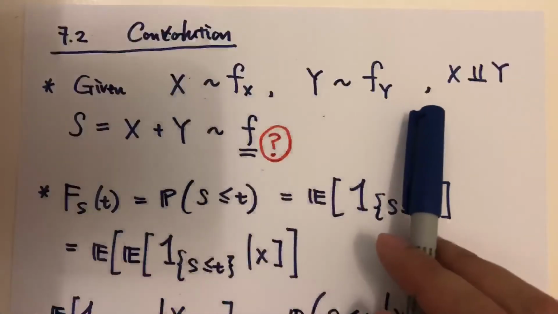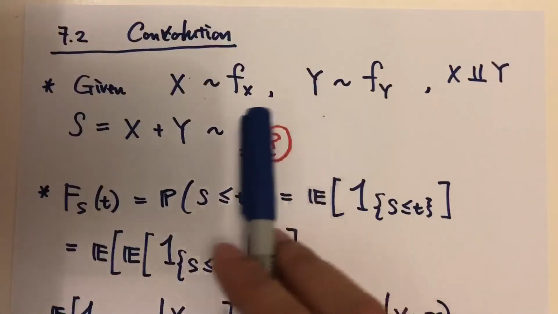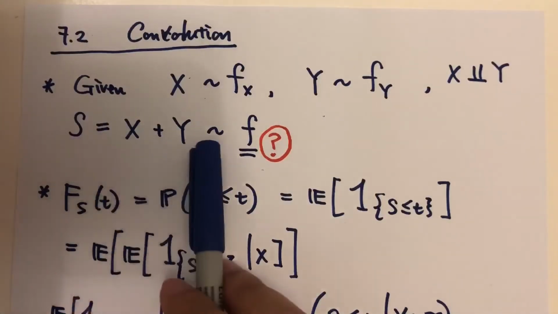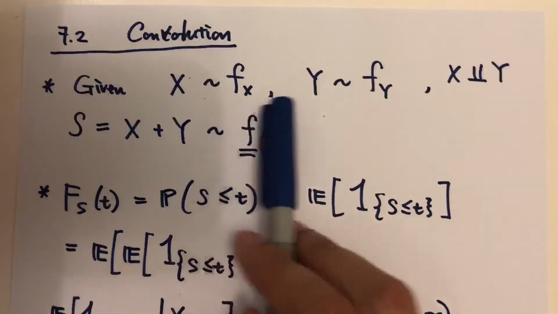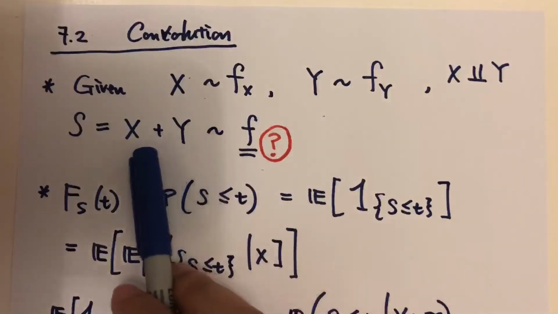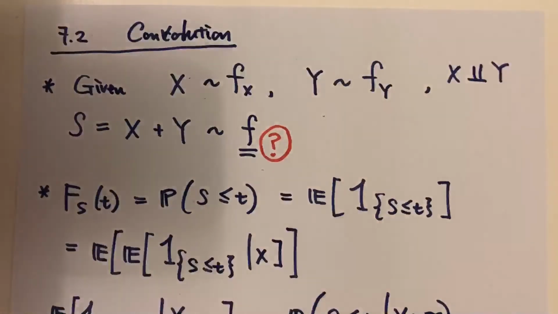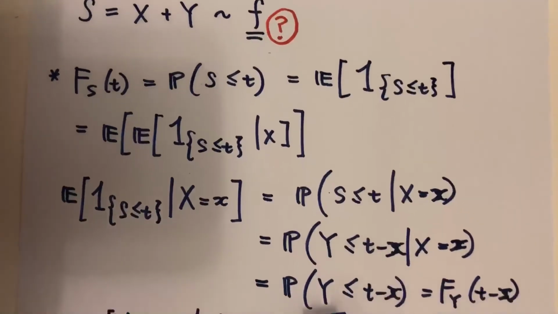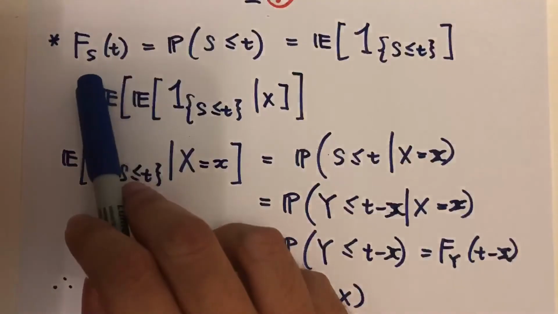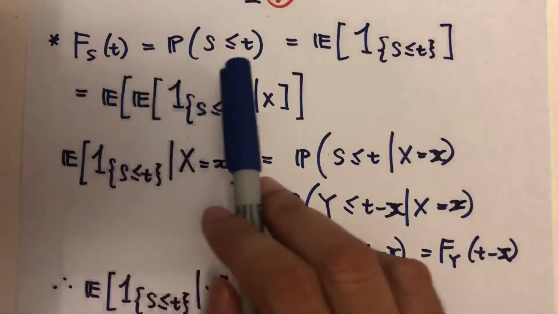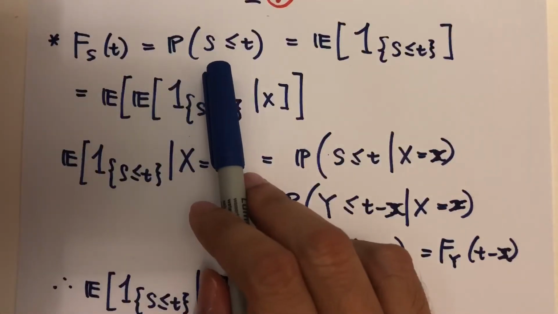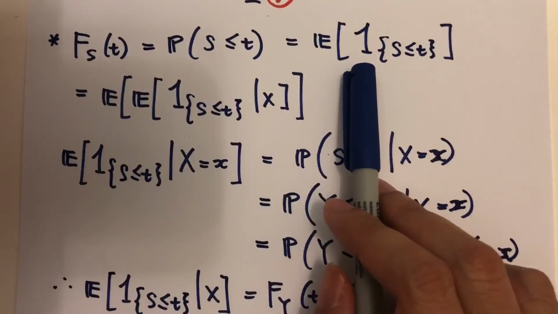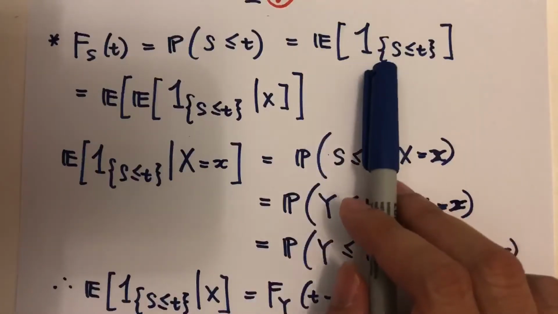Suppose we have two independent variables X and Y, and suppose we know their distributions. So we want to find out the distribution of the sum. So if X follows f_X and Y follows f_Y, then what is the density of the sum S? Okay, so in order to solve this, we use the technique of double expectation. We first write the CDF of S in terms of the probability, and then the probability in terms of the expectation of the indicator function.